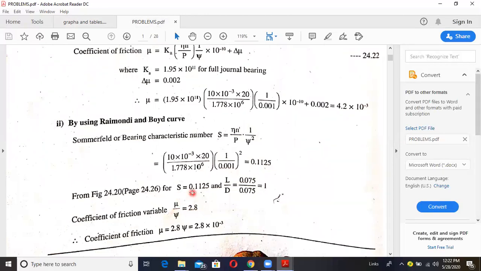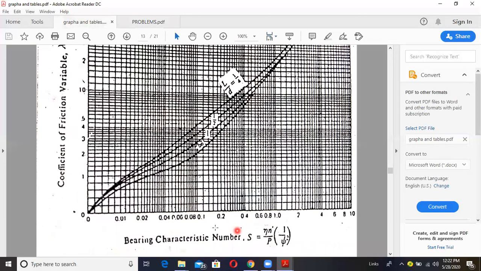See, S is not 0.01, it is S is equal to 0.1125. See here it is not 0.01, it is 0.1. Move upwards like this until it touches the second curve. Since the second curve is L by D is equal to 1, move until it touches the second curve.